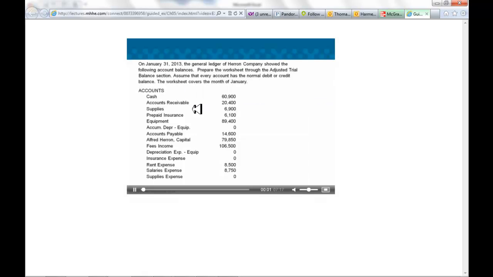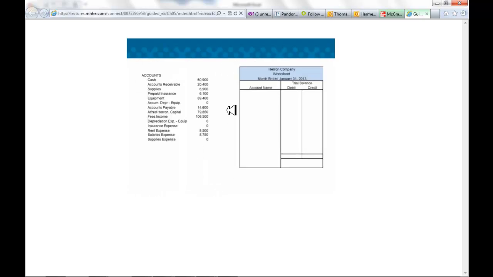On January 31st, 2013, the General Ledger of Parent Company showed the following account balances. Prepare the worksheet through the adjusted trial balance section. We're to assume that every account has a normal debit or credit balance, and the worksheet covers the month of January.